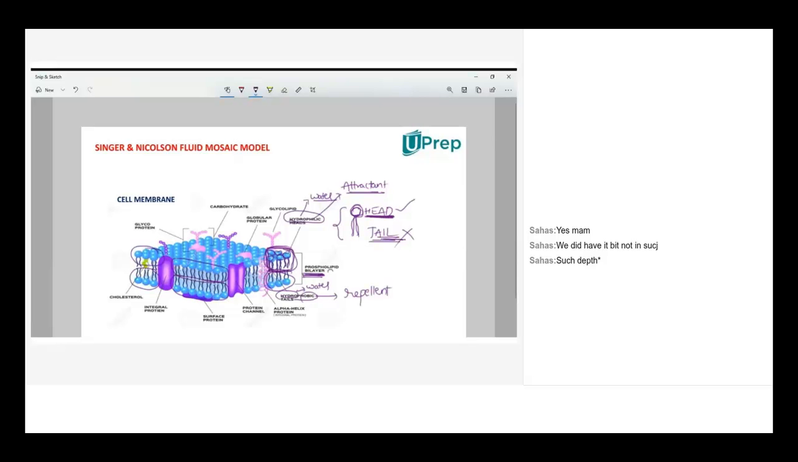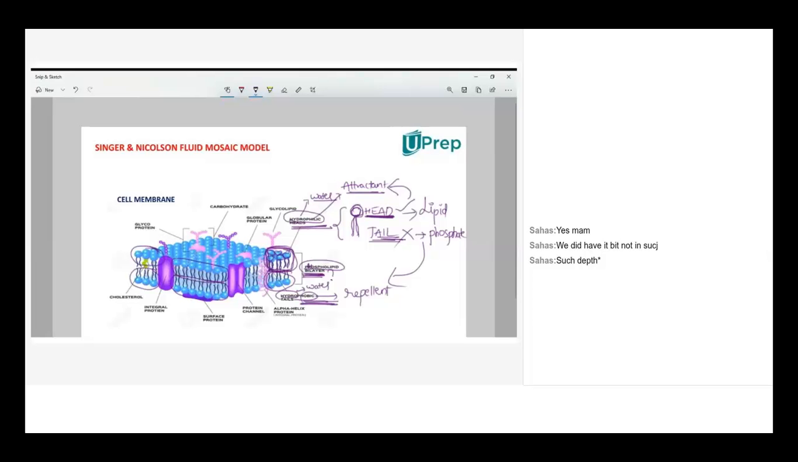Now what is this bilayer? The bilayer is made up of phospholipid. Okay. So here the head part is the lipid molecule which attracts water. That's why it is hydrophilic. And the tail part is the phosphate group which repels water. Okay. So that's why it is hydrophobic.